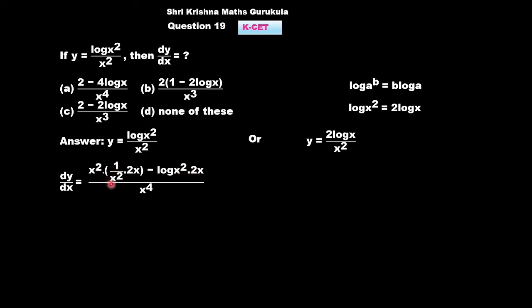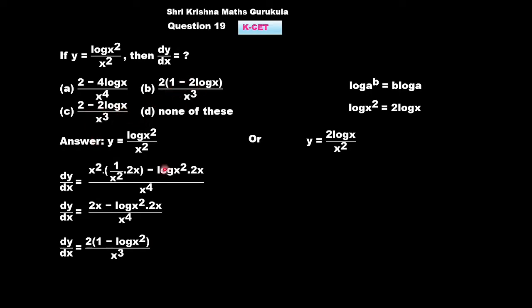Now this x square and 1 by x square get cancelled, and we can take out 2x as common factor. Now look at this. dy by dx is equal to 2 into 1 minus log x square whole divided by x cube. Look at the options. You have this x cube in the denominator for options B and C. But look at this. What we have is 1 minus log x square in the numerator.